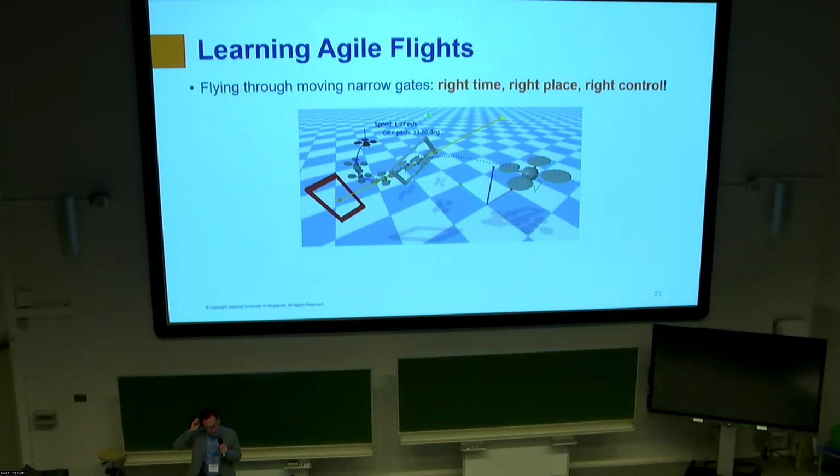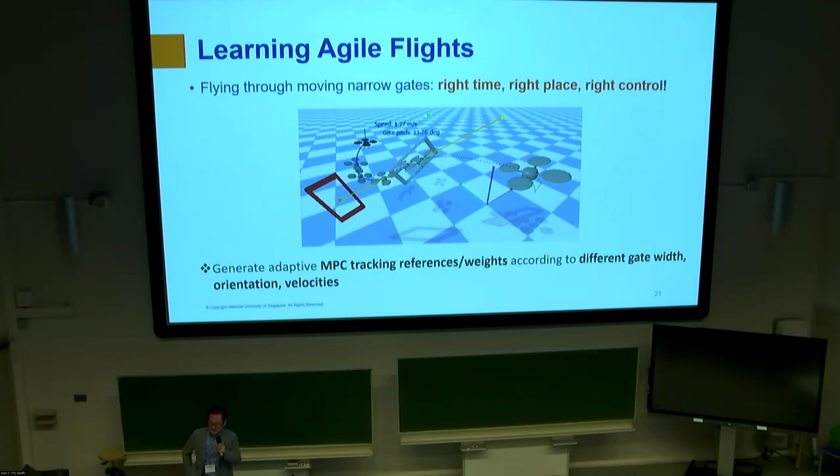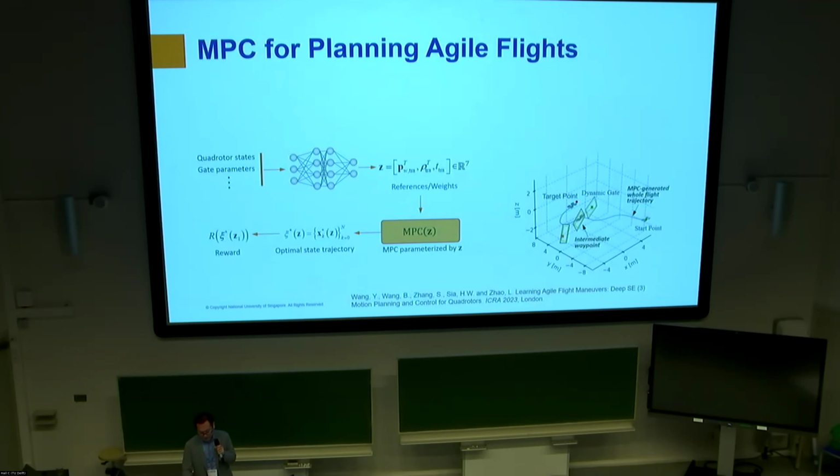All right. Another application we're interested in is learning agile flights. Here we're trying to control a quadcopter flying through a rotating and translating gate. So it requires us to give the right control at the right place and at the right time. The idea is similar as before. We use a DNN to parameterize the tracking references and weights according to different gate positions, orientations, and their velocities. So that's the general idea.